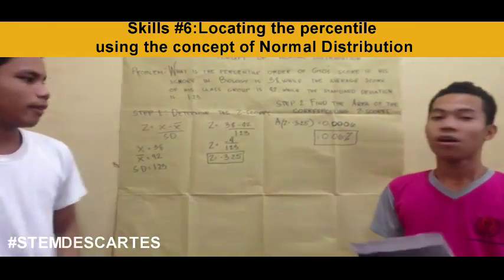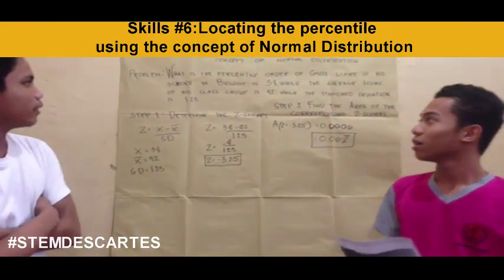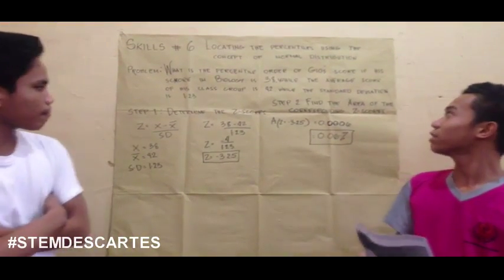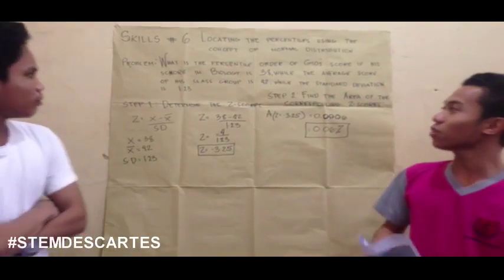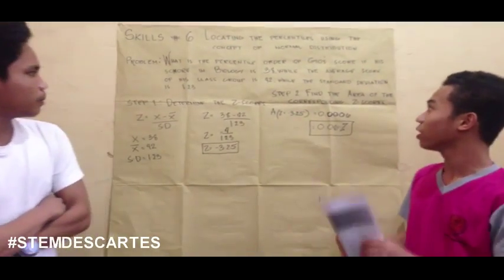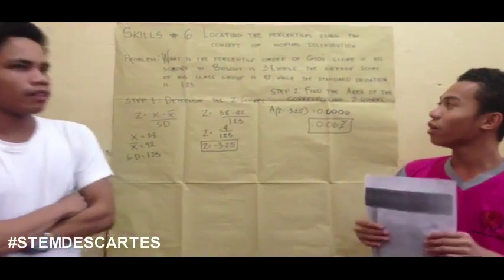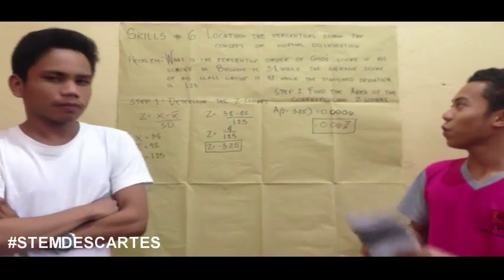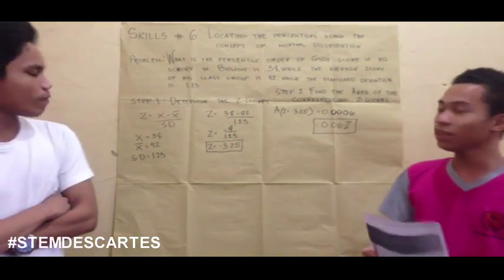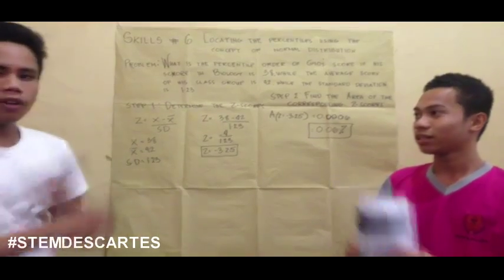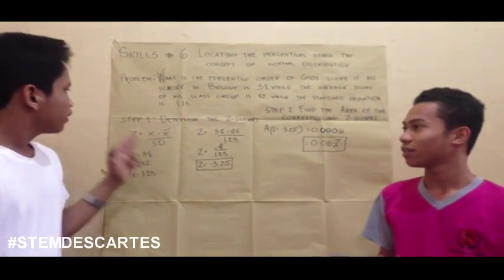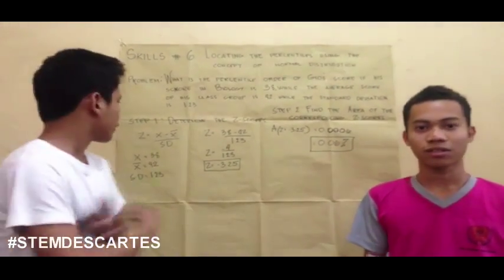We're here to present skills number 6, which is locating the percentiles using the concept of normal distribution. Here is our problem. What is the percentile rank of the score if the score in biology is 38, while the average score of the class group is 42, and the standard deviation is 1.23? Okay, step 1. Determine the z-score.